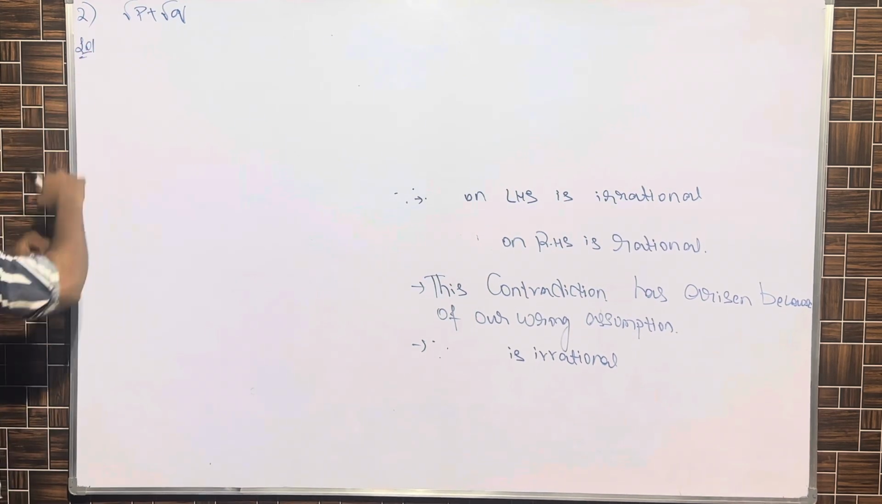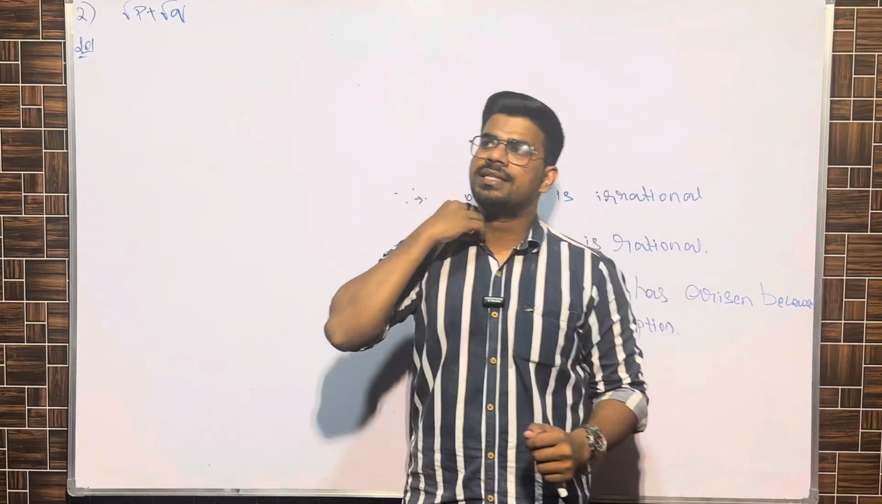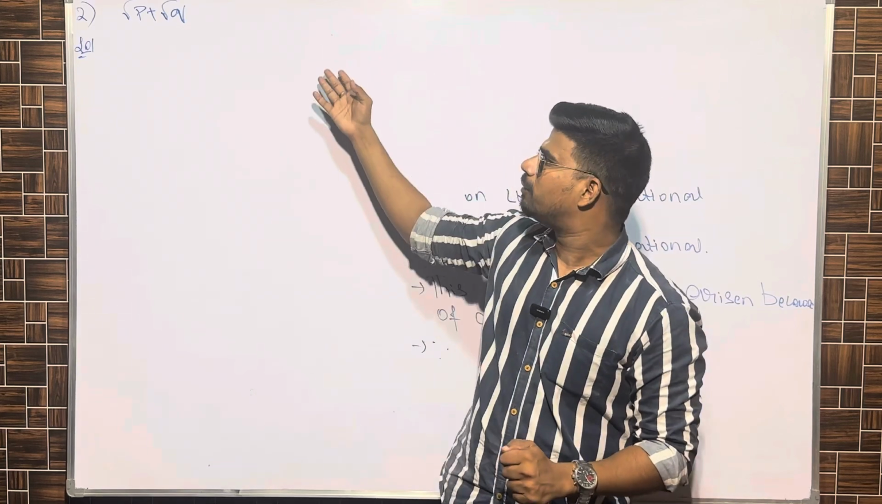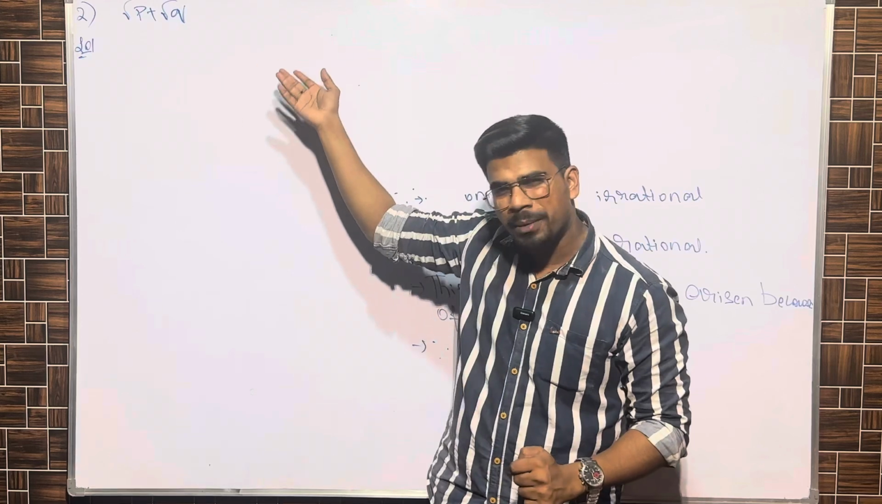Same thing we have to do. However, in the previous case it was numbers. Now here it is variable. So while considering that number to be rational, we took variables as p and q. Here we'll change that p and q to a and b, because p and q are the numbers themselves.